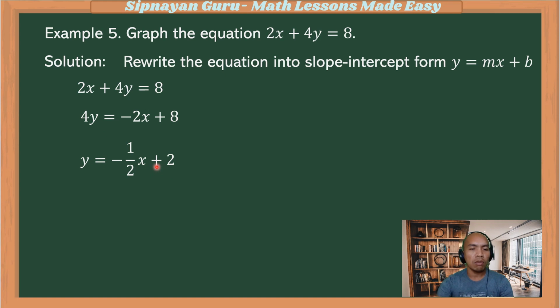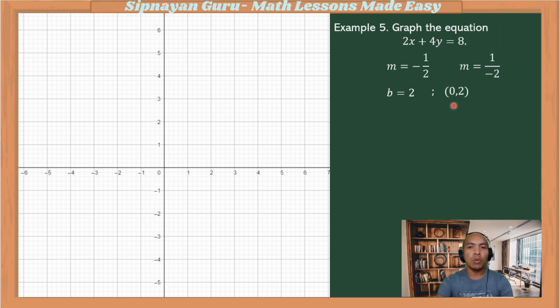So this equation is now in slope-intercept form. Therefore the slope is negative 1 half and the y-intercept is positive 2. That means the coordinate is (0, positive 2). First, we have to plot the y-intercept. So our y-intercept is (0, 2), so this would be here. Now we already have the first point.